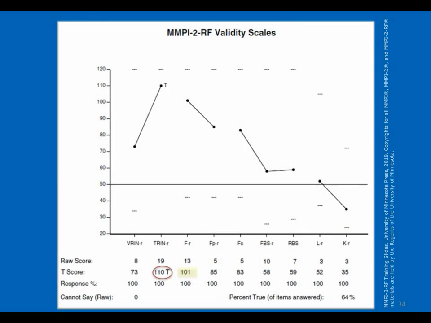In this example, we also have a cannot say score of 0, and we see elevations on TRIN as well as F. So here too, that TRIN score is above our cutoff of 80T. So that invalidates the entire protocol. We stop here, we go no further. We do not interpret the F scale. And the reason for this is the F scale, its scores are artificially inflated by individuals responding true indiscriminately to test items.